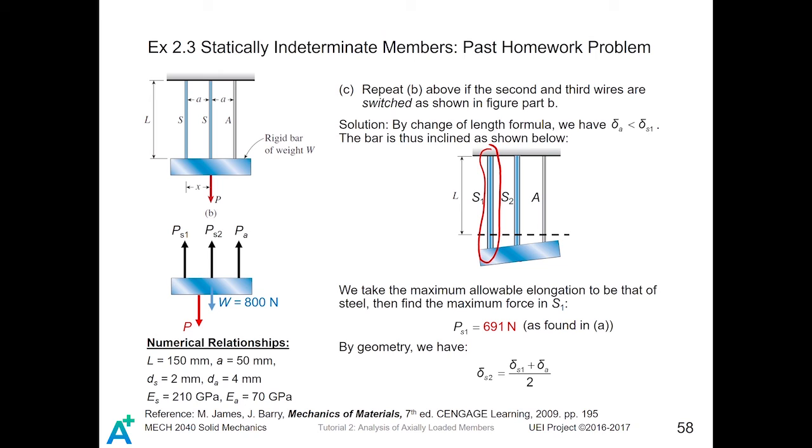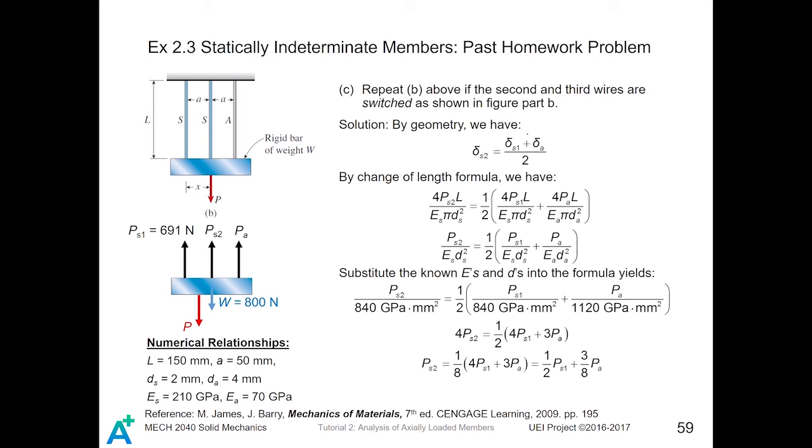By geometry, we can write this form, that is, the change of length of S2 is the average of that of S1 and A. Rather similarly, we apply the change of length compatibility and put our change of length formula into this compatibility equation. We simplify this equation and substitute the values into it. We do a lot of calculation and simplification to get the expression of PS2 in terms of PS1 and PA, while PS1 is a known quantity because it is said to be 691 newtons.